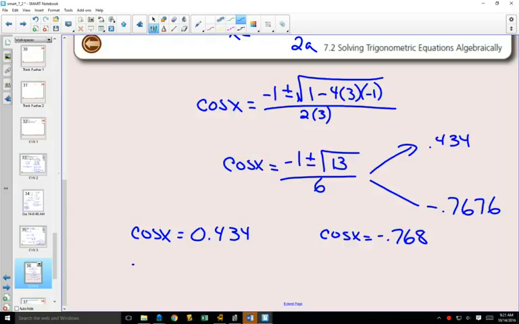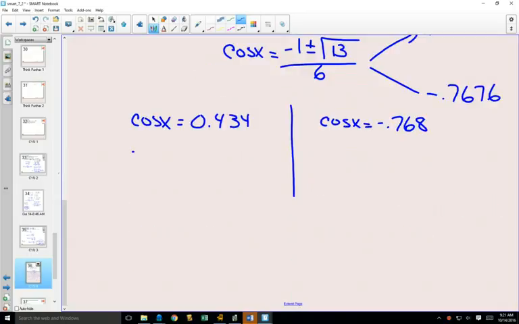Often when you use the quadratic formula with sine or cos, one of them ends up being 1 point something or 2 point something. You get one answer that's not possible. But in this case, both of our answers are possible. So we start, calculator question: we're going to need to find our reference angle for 0.434. So sine inverse.